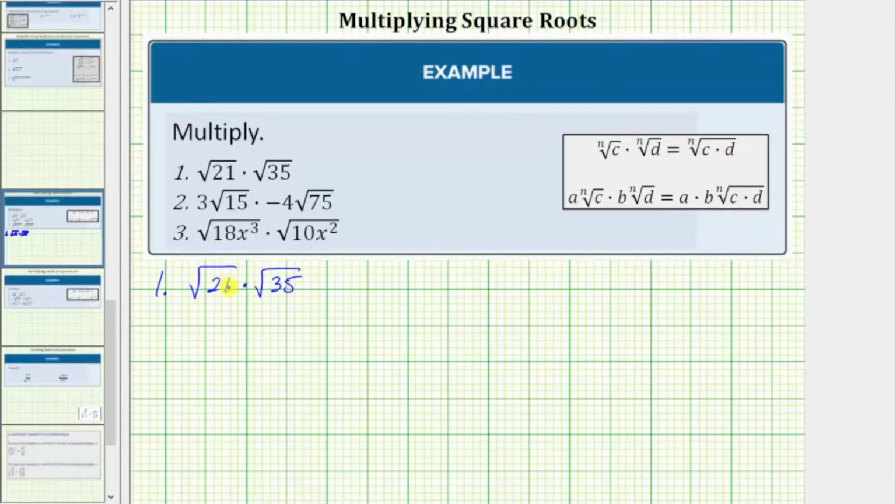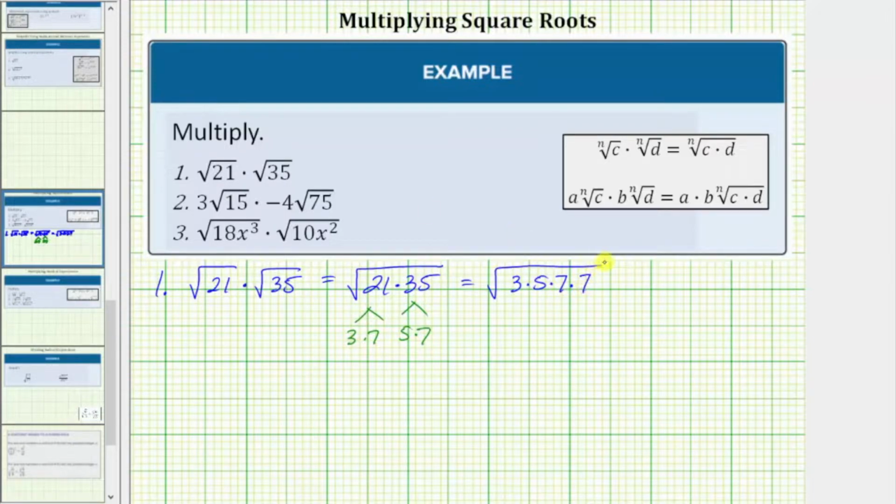So to multiply radicals with the same index, we multiply the radicands. So in this case, the square root of 21 times the square root of 35 equals the square root of 21 times 35. Because we need to simplify, we will not determine this product, we'll determine the prime factorization of 21 and 35. Well, 21 is equal to 3 times 7, and 35 is equal to 5 times 7, and therefore this product has a prime factorization of 3 times 5 times 7 times 7.